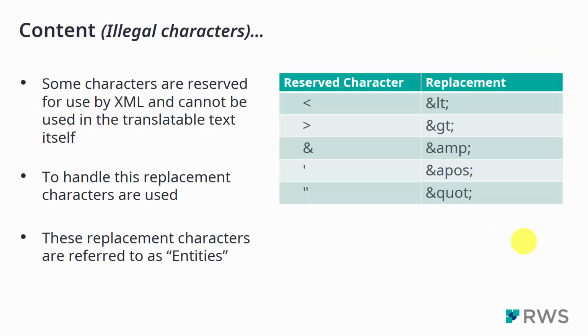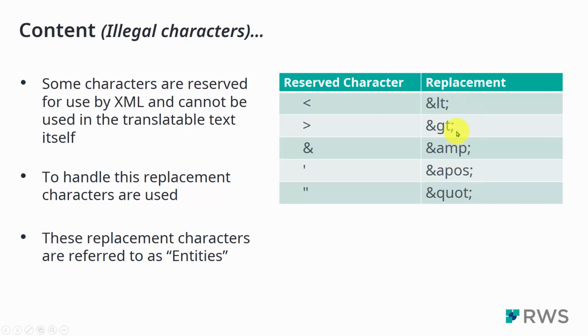Now, if we move on to content, probably the most important thing to note about content is the use of illegal characters. So there are 5 characters that are reserved for use only by XML, and they cannot be used in the translatable text itself. You'll get an error. In order to avoid that error, if you're using any of these reserved characters in the text, you have to replace them with what's called an entity. And entities always start with an ampersand, sorry, not @ symbol. These have an ampersand at the beginning and a semicolon at the end.